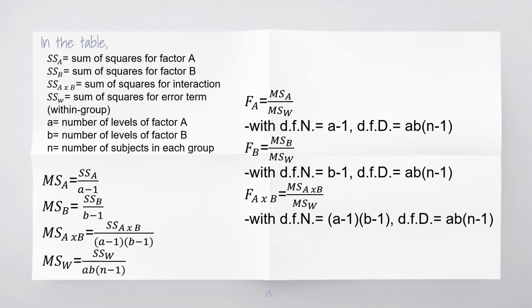F sub A times B is equal to MS sub A times B over MS sub W, with degrees of freedom in the numerator A minus 1 multiplied by B minus 1. And the degrees of freedom in the denominator is equal to AB times N minus 1.